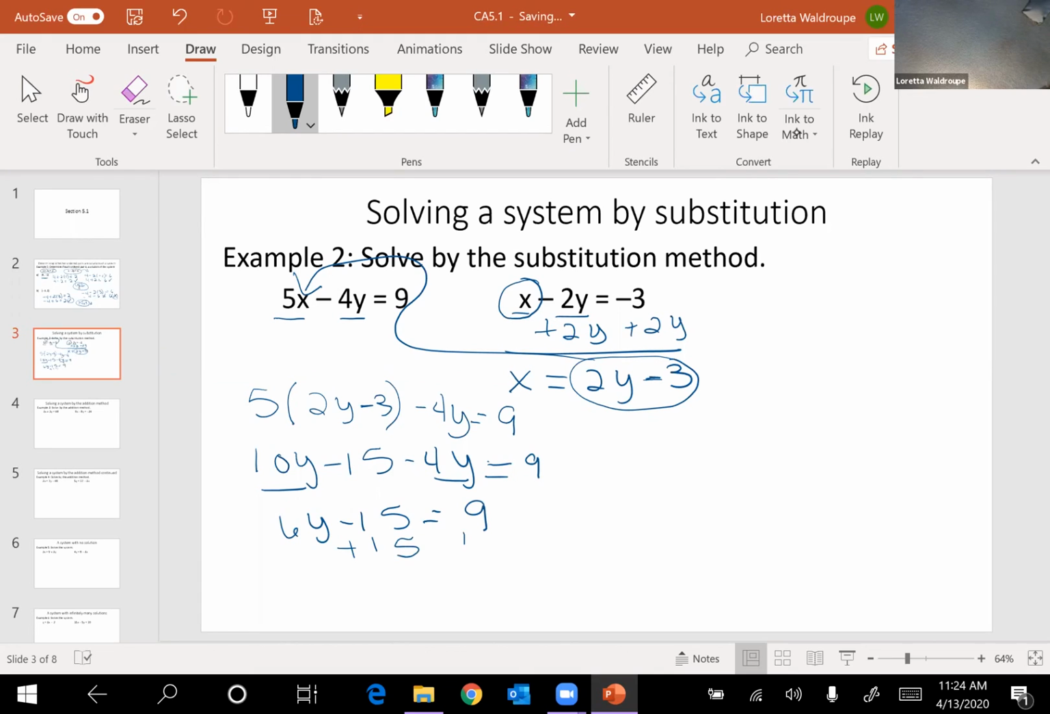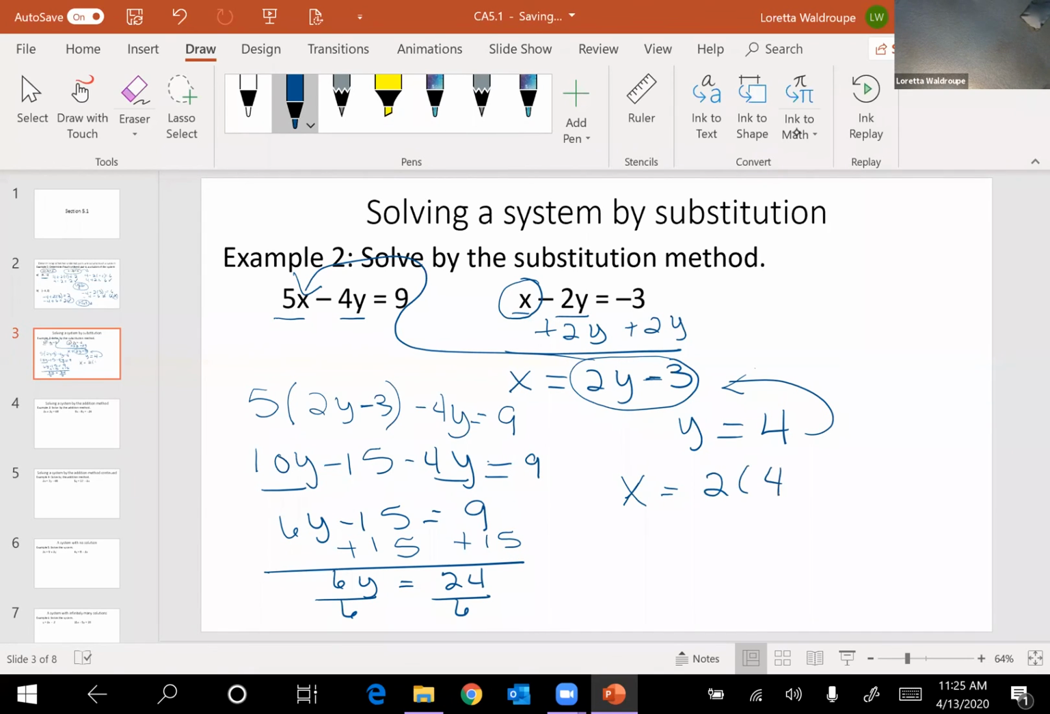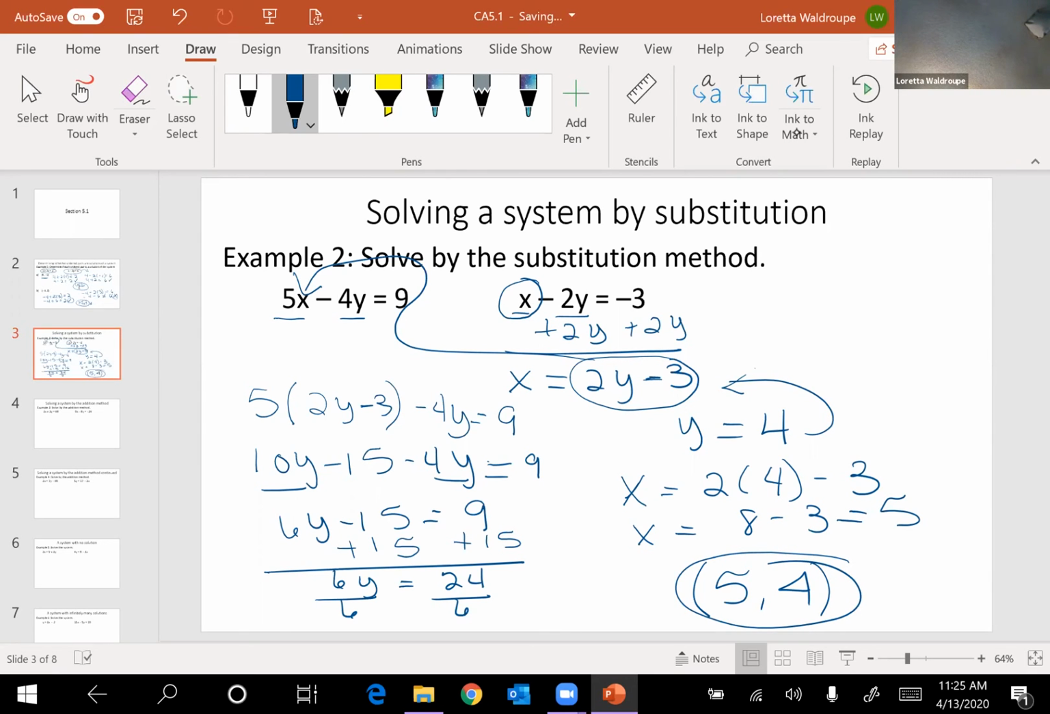So I'm going to add 15 to both sides, and then divide by 6. So I get y equals 4. Once I know y, I can plug y back into this equation I solved for x to find x. So x is 2 times y minus 3, which gives us 5. So the solution is (5, 4), the ordered pair. Okay?